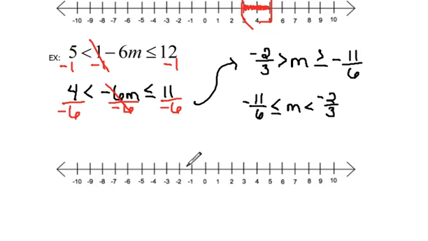Let's see, negative 11/6, that's just shy of being negative 2. So I'll put that in there, negative 11/6. And negative 2/3, well, that's just right about here somewhere. So we're talking about everything in between there. Now what about our endpoints? This one is included because of the equality, so it gets the bracket. This side is not included, so it gets a parenthesis.